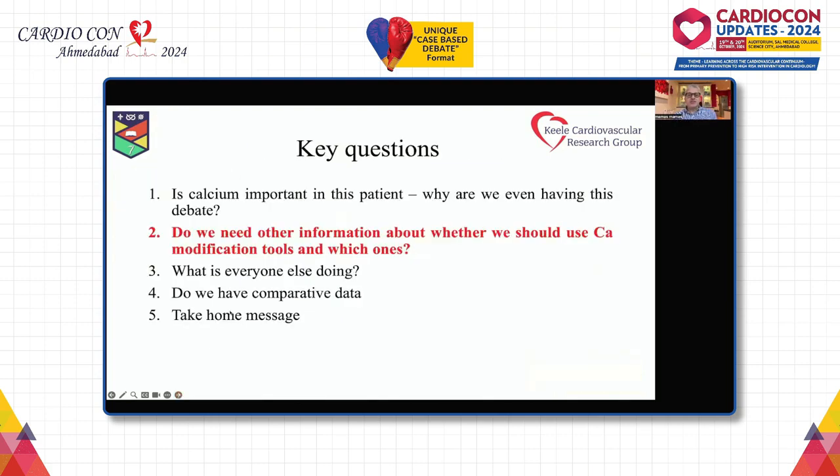Do we need any other information about whether we should use calcium modification tools and which ones? And I would argue, yes. I don't think that just by looking at the angiogram one can decide what you should use. The reason is that we have very good old data from Gary Mintz showing that visual assessment of angiography in terms of severity of calcium is a very poor discriminator. And we all know there are many cases where you see calcification, you think, I'm going to have to rotablate, you do imaging, and actually the calcification is not as severe as you think.